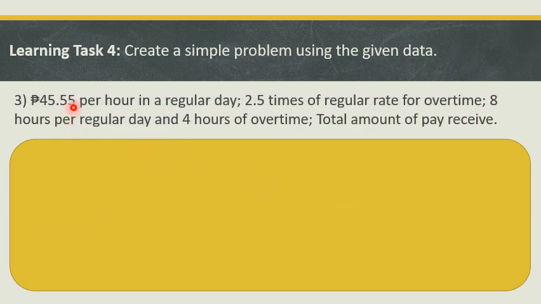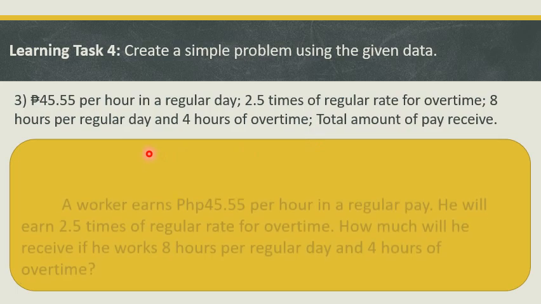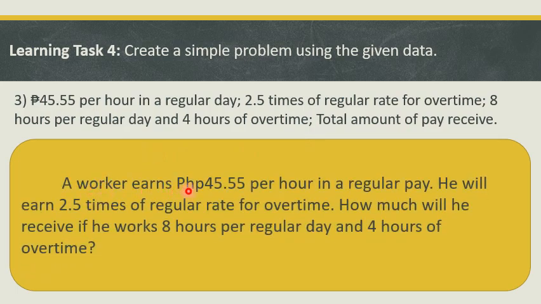Then, number 3. So, ito po yung given natin. So, pwedeng ganito. A worker earns 45 pesos and 55 centavos per hour in a regular pay. He will earn 2 and 5/10 times of regular rate for overtime. How much will he receive if he works 8 hours per regular day and 4 hours of overtime?